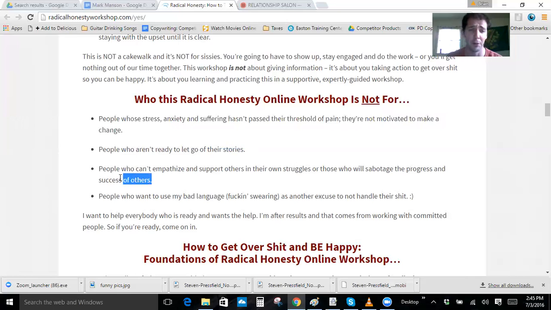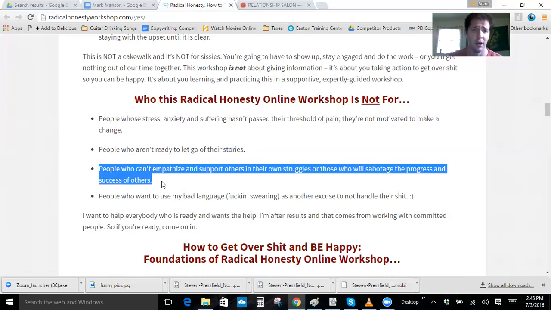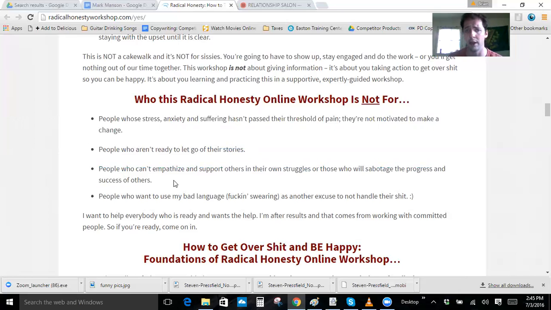I think their third point is certainly stronger. They talk about how it's not for people who can't empathize, support others who are struggling, or will sabotage the progress. It's a little wordy. It's basically saying don't be a jerk. This is a team effort. If you're a jerk, get out. So I think it's clear. It's a solid point to make.